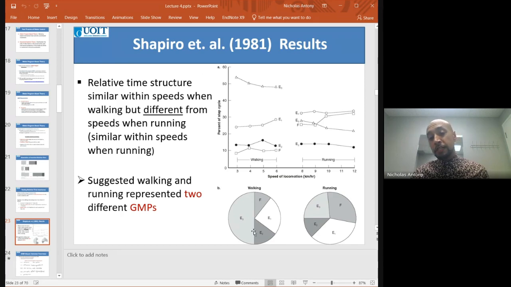Because if all the invariant features for walking are the same and they're different for running, they would say that walking is one motor program and running is another motor program. Walking has similar invariant features no matter the speed of walking, but once they start running, the percentage of time in each of the different phases of the gait cycle changed. So the different speeds of running are all one motor program, and the different speeds of walking are another motor program. Does everyone get that?